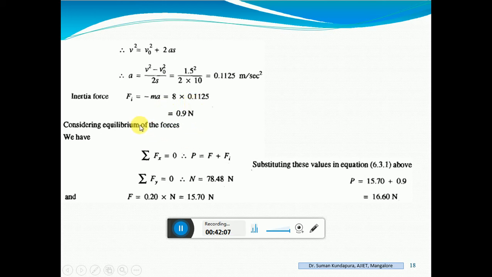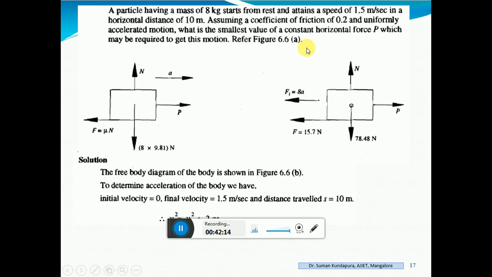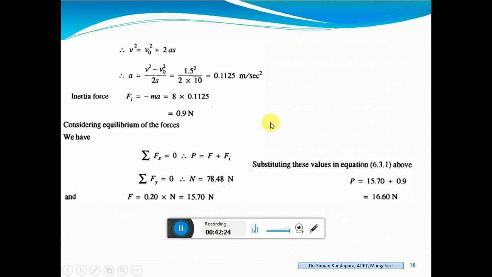Next, we will consider the equilibrium of forces because I want to find out what is P. So, summation Fx for this free body diagram. Summation of Fx is P minus Fi minus 15.7. Fi we found out as 0.9. So, P is equal to 15.7 plus 0.9.